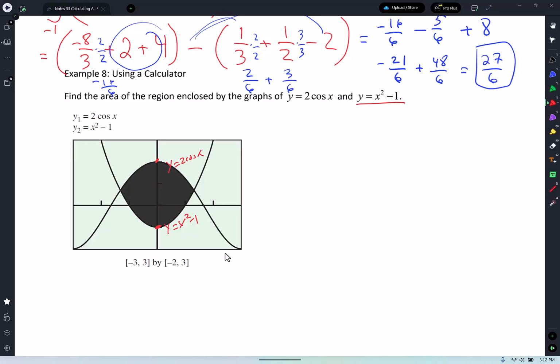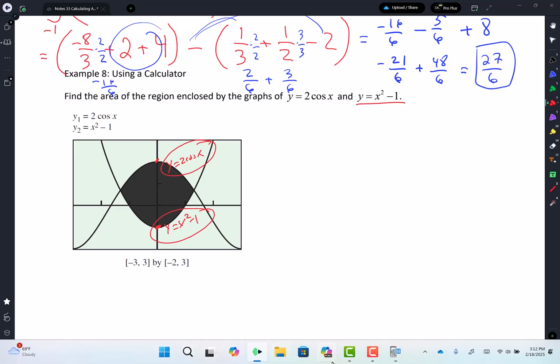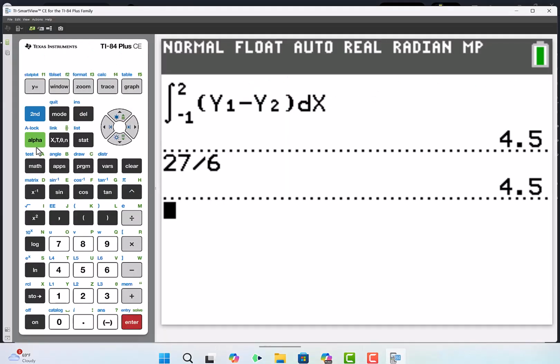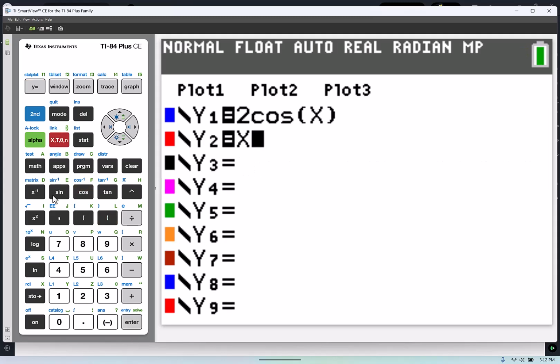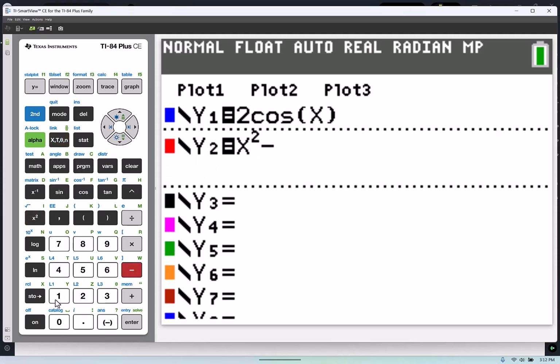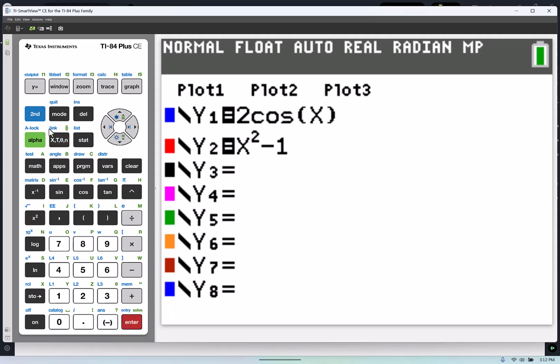Put the 2 cosine x into y1. Put the x squared minus 1 into y2. So I'm going to take my calculator. Y equals, I already forgot. What did you say? 2 cosine x? And x squared minus 1, right? X squared minus 1. All right, there it is.